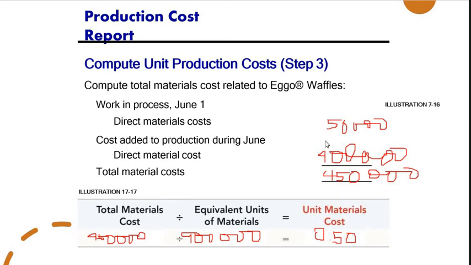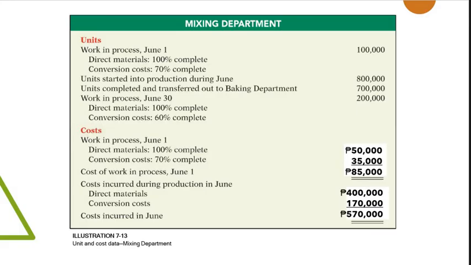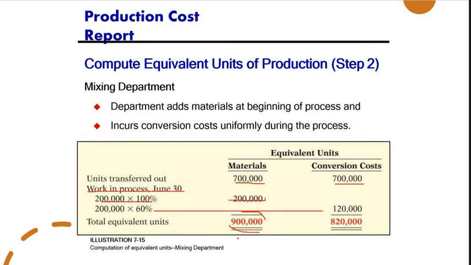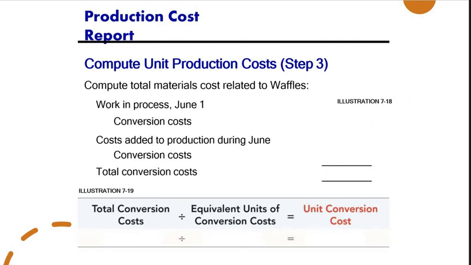May magtatanong sa inyo dyan, ma'am, saan galing tong 50? Saan galing, ma'am, yung 400? So, going back dun sa slide 15. Ito, 15. Meron tayong direct materials na 50,000, and we have the cost incurred during the production na direct materials din natin na 400,000. Okay? So, para at least malinaw tayo. And we have the equivalent units of 900. Okay, so we have a unit material cost of 0.50.